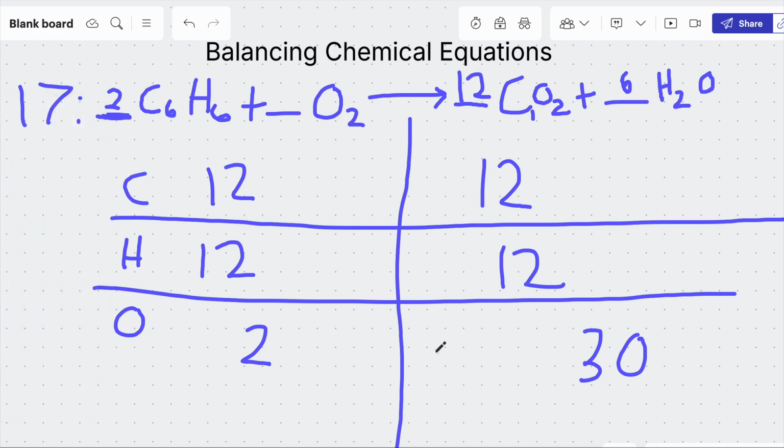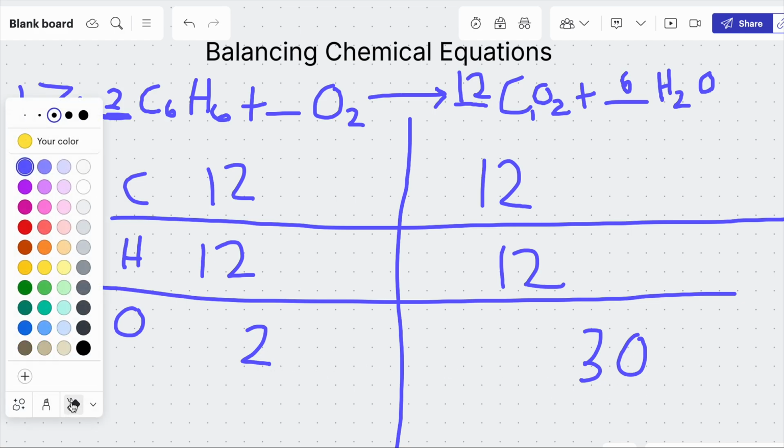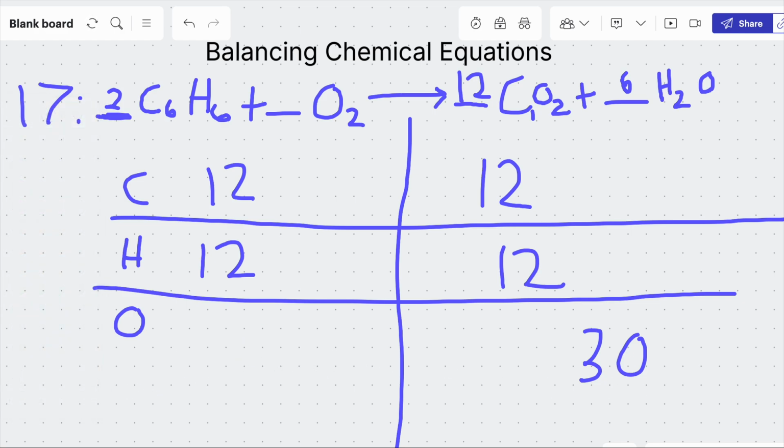Okay, now the only thing that doesn't match up is O's. H's are good, so are C's. O's are not. So, we need to add a lot more O's. Luckily this time, both of them are even. We can figure that out. Since this is the only way to add O's over here, we just need to figure out what times 2 is going to get us to 30.